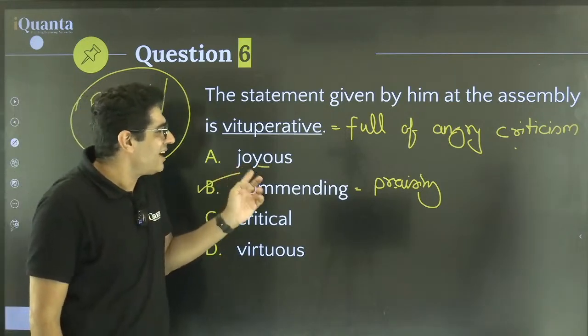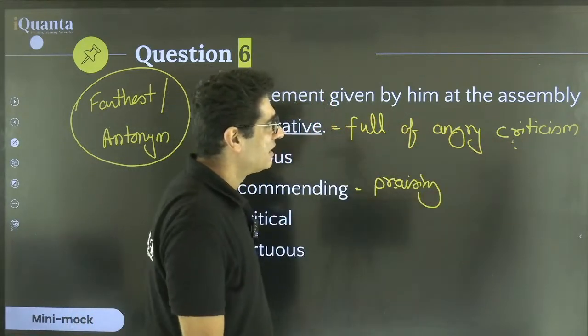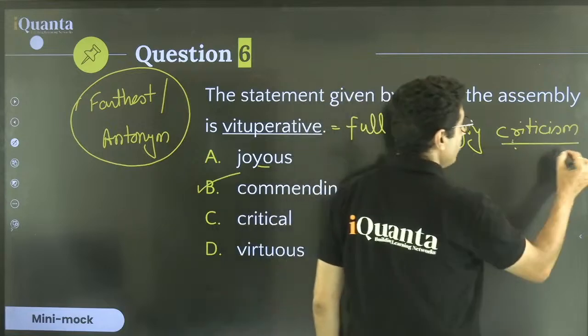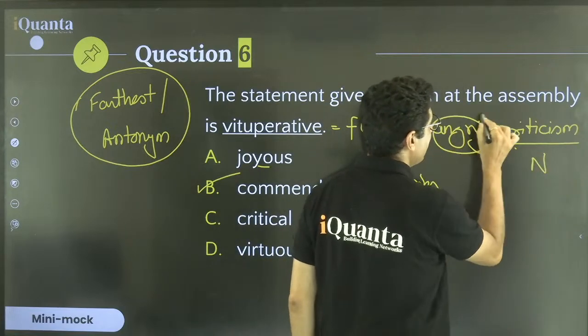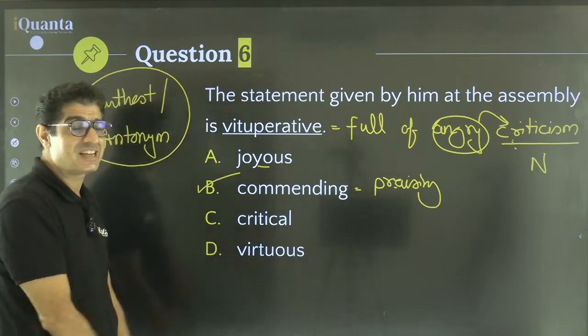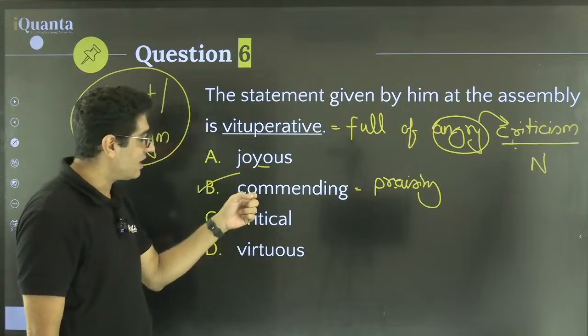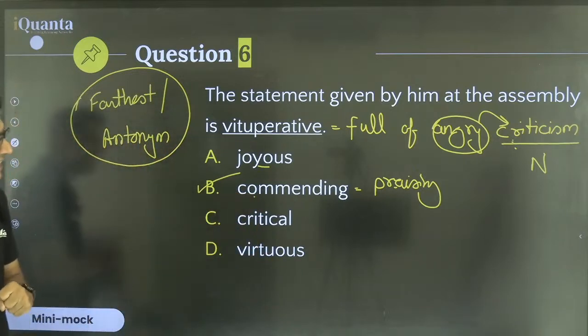A is, yeah, you're not angry, but then where is that opposite of criticism? And here you notice the noun is criticism. This is an adjective. So the core of the meaning here is you're criticizing rather harshly. And that is why the answer must be commending.